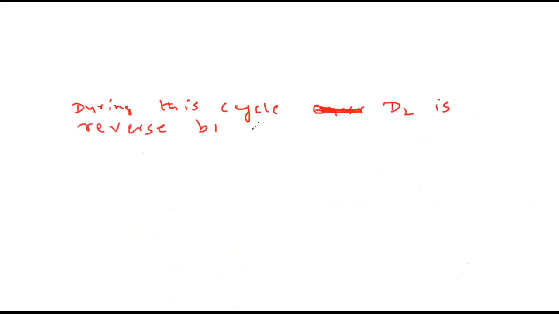During this cycle, D2 is reverse biased, hence does not conduct.